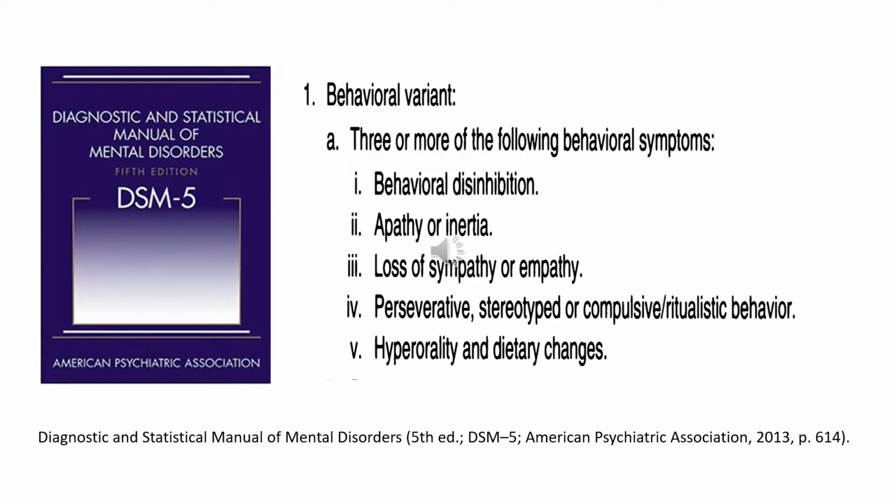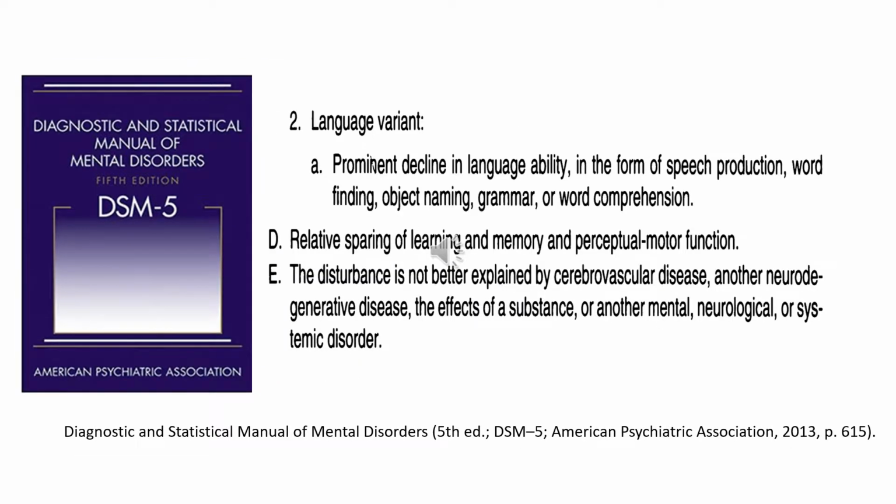For the behavioral variant, neuropsychological symptomology is indicative of loss in social and executive functions. For the language variant, there must be evidence of decline in either speech production, word recognition, object identification, grammar, or word comprehension. The language variant comprises 3 subtypes, namely, semantic, agrammatic or non-fluent, and logopenic, based on specific areas of loss in language ability.